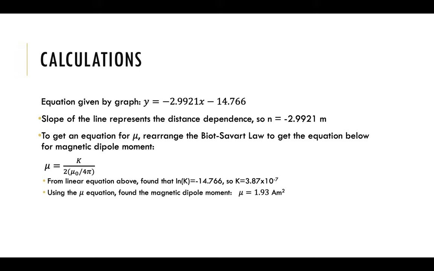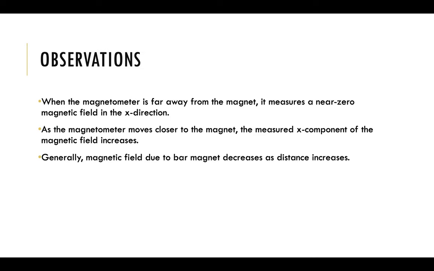To get an equation for mu, I rearranged the Biot-Savart law to find the equation below for a magnetic dipole moment. Mu equals the square root of k over 2, times mu naught divided by 4 pi. From the linear slope equation found above, I used the y-intercept of negative 14.766 as equivalent to ln of k. Assuming that this is ln of k, k is found to be 3.87 times 10 to the negative 7th. Using the mu equation above, I then found the magnetic dipole moment to be approximately 1.93 A·m².